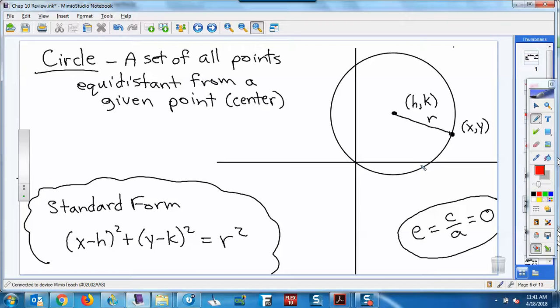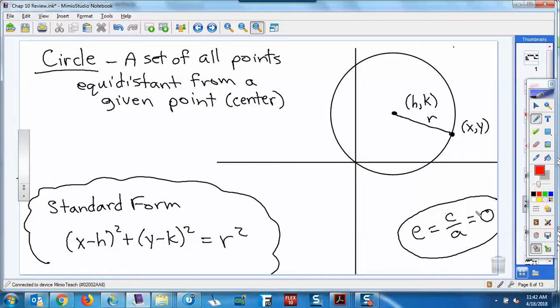And I'm recording this, so if you want to go back and see any of this stuff, you can easily enough. Okay? Set of all points equidistant from a given point. And you don't even have to put the word center in there. Set of all points equidistant. Okay? All right. And that's pretty much all there is with a circle.